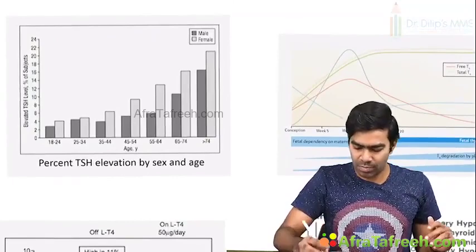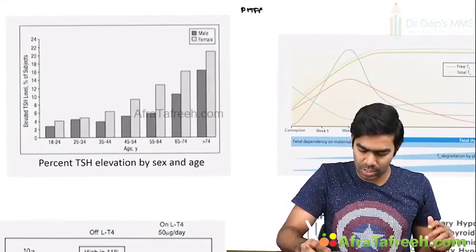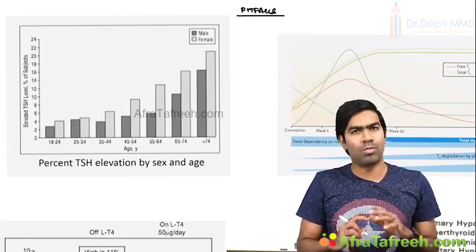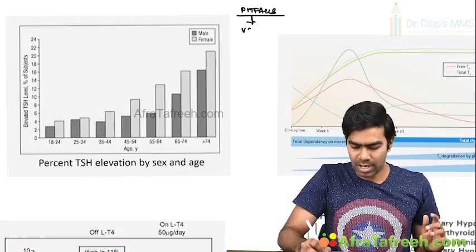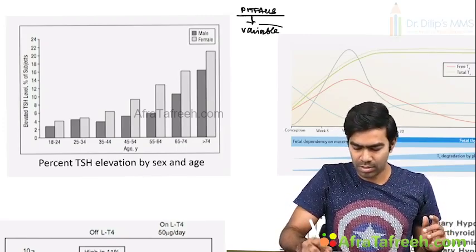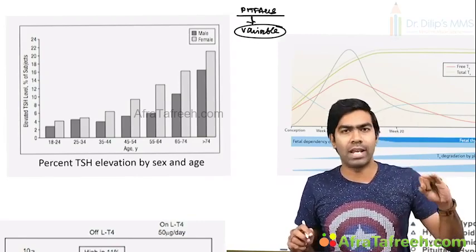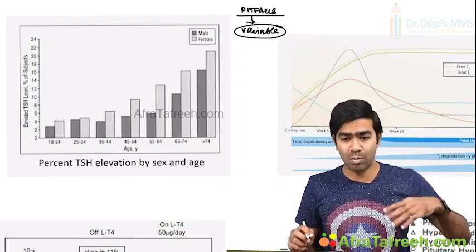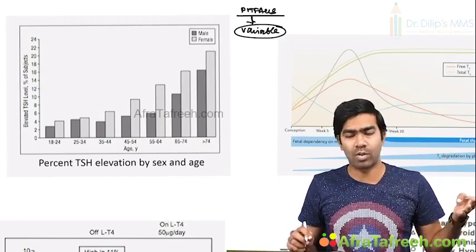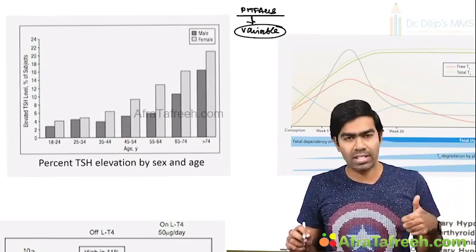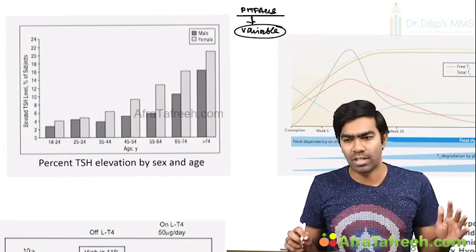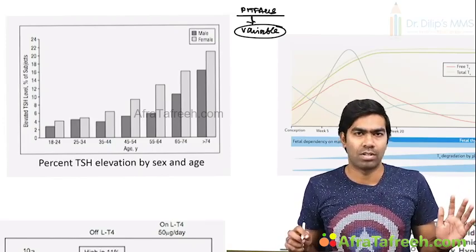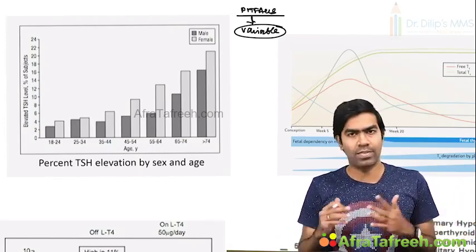And now we have to see the pitfalls. What are the pitfalls of TSH? The most important pitfall is that TSH is highly variable. Between populations, between ages, between sexes, between children, that too in the newborn versus an older child, and it varies in pregnancy. So many changing factors are there for your TSH. So that's why it's very important to understand.